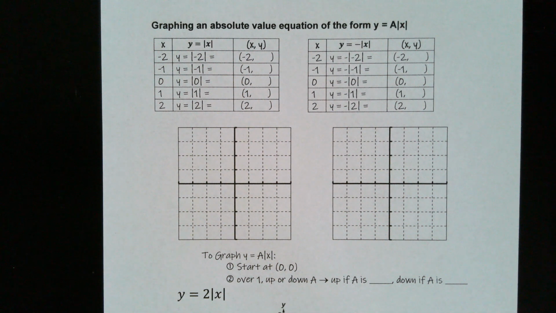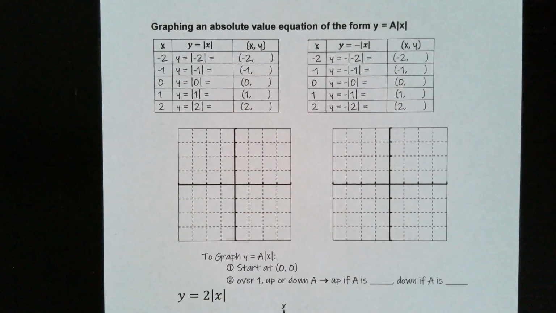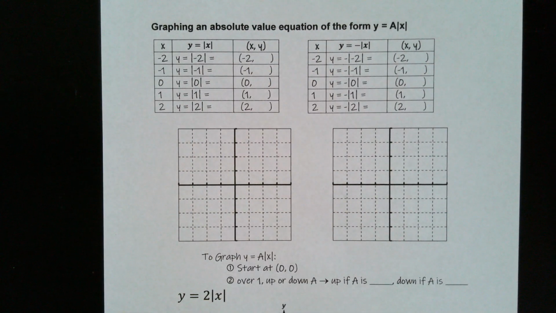In this video, we're going to be graphing an absolute value equation of the form y is equal to a times the absolute value of x. Okay, so let's start with the parent function of an absolute value function, which is just y equals absolute value of x. Keep in mind that absolute value, if you put a negative number inside, it will turn positive. That's because absolute value is a measure of distance, and distance can't be negative.